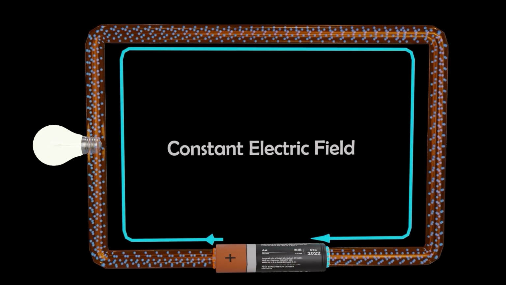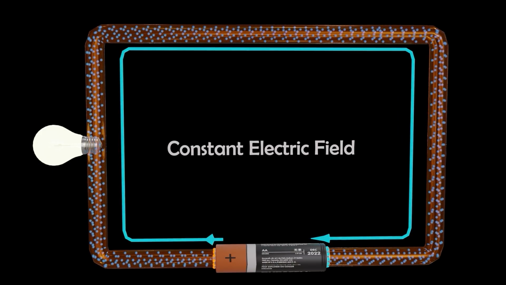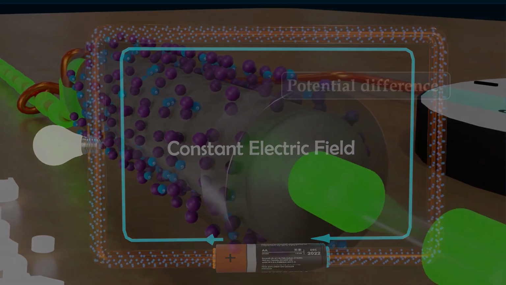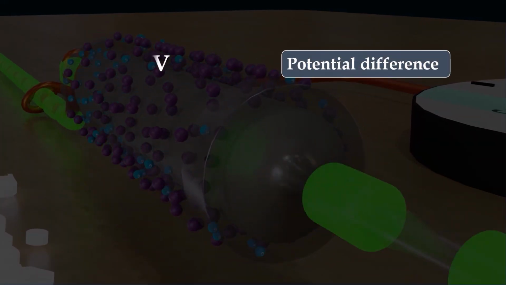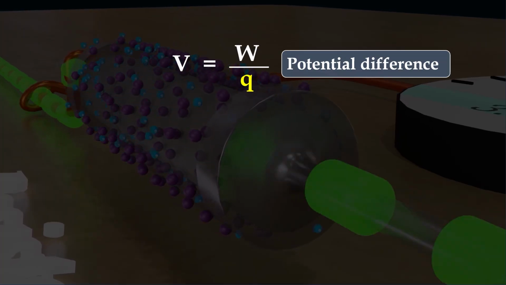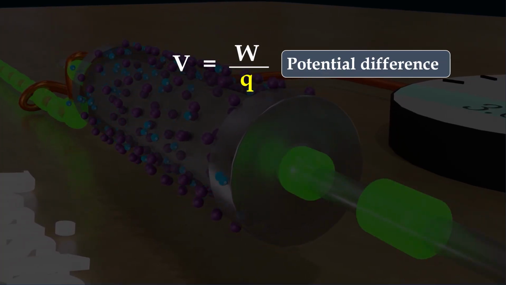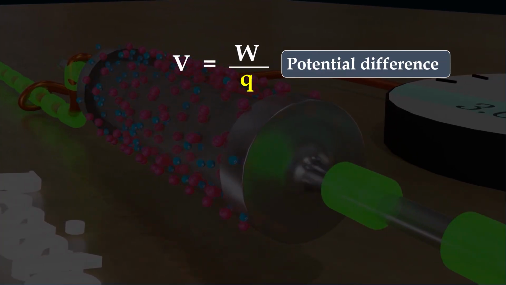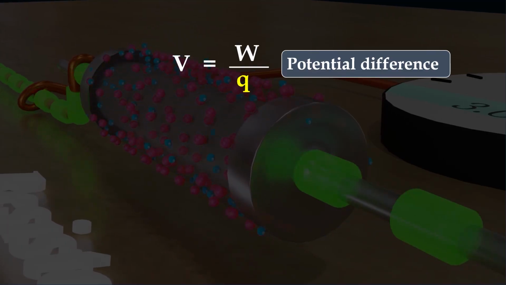Now we have already studied in this chapter on electrostatic potential and capacitance that potential difference is defined as V equals work done divided by charge, that is work per unit charge. So the work done by the electric field on a charge Q can be written as work done equals QV.